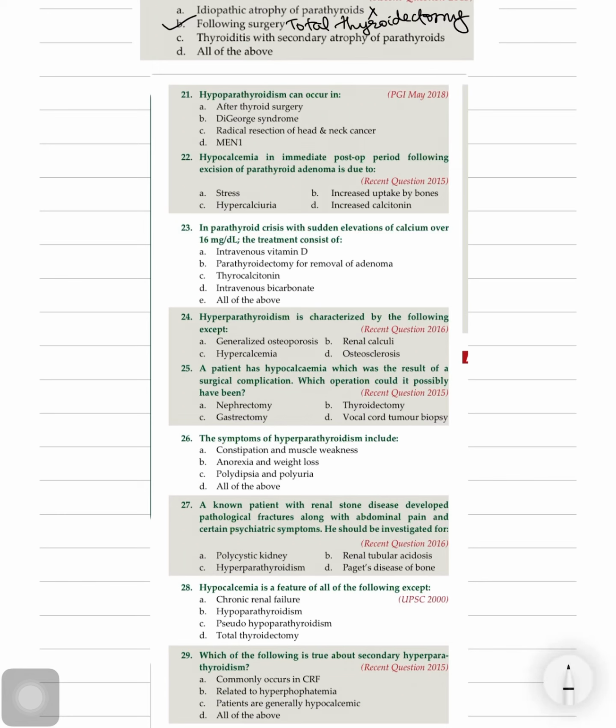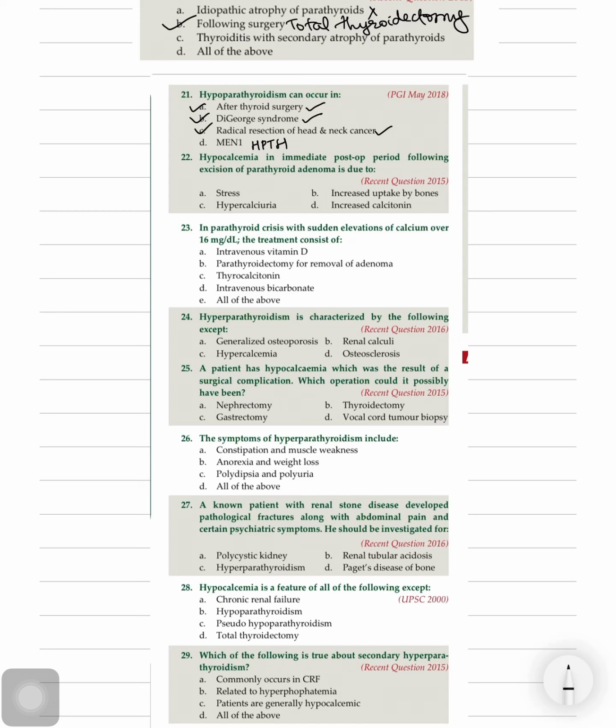Hypoparathyroidism can occur after thyroid surgery, yes, total thyroidectomy. DiGeorge syndrome, where there is no development of the thymus and the inferior parathyroid, yes. Radical resection of head and neck cancer, yes. And MEN syndrome, you see hyperparathyroidism and not hypoparathyroidism. So, options A, B, and C are correct.